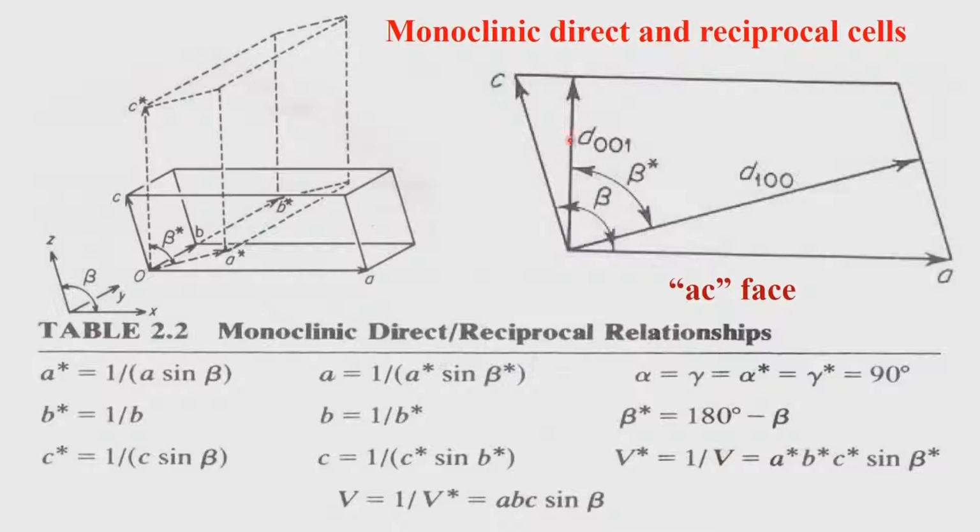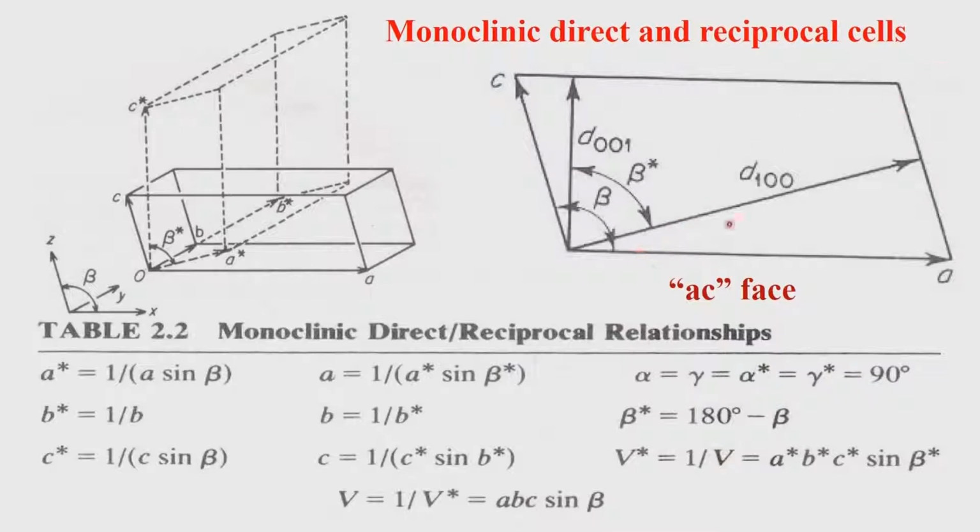So, these two now will be making an angle, and because we have a beta angle between A and C, the angle between d 1, 0, 0 and d 0, 0, 1 will also follow beta, but now that will be beta star. That is because it is going to be 180 minus beta.